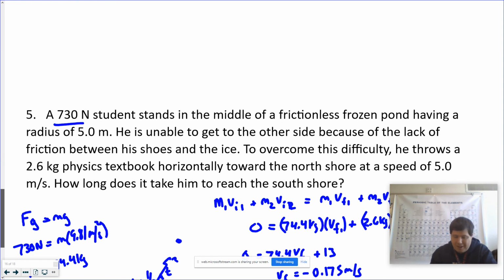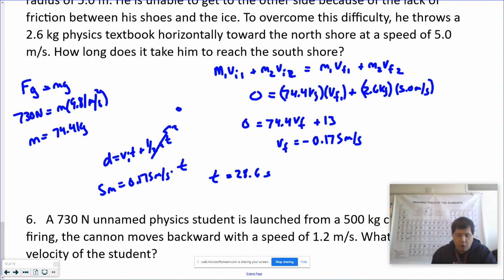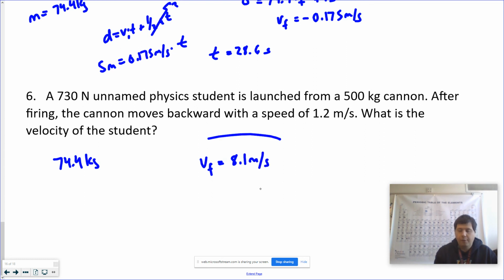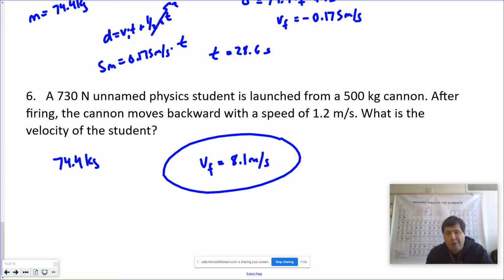For this last one, number 6, that's a more traditional kind of explosion question. The only tricky thing here, again, is they've given you the newtons rather than the mass. So it's 74.4 kilograms again. And just to do this one really quick, because I don't want to run out of time here, I got an answer of 8.1, with a little bit of rounding, meters per second for the student.